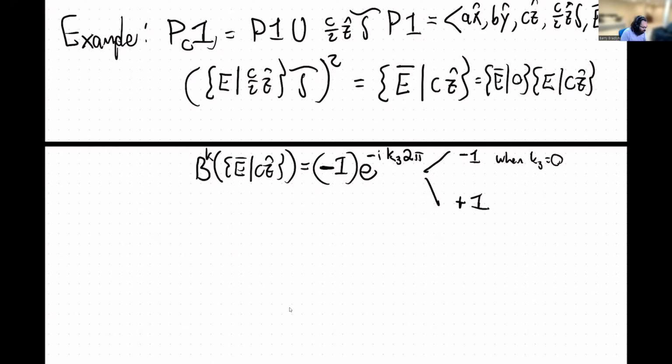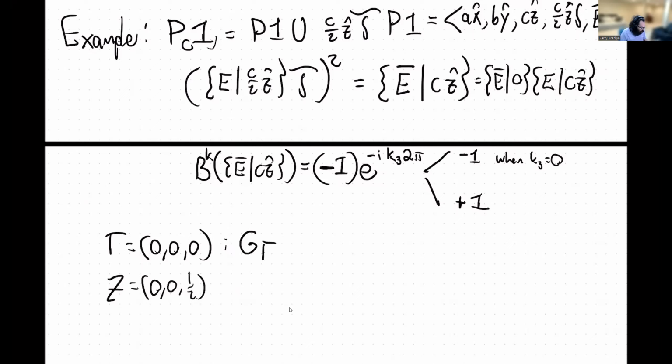So let's look at two k points: the gamma point, k equals 0, 0, 0, and the Z point, 0, 0, 1/2. Gamma and Z are both time reversal invariant momenta, because gamma always is, and Z is at the boundary of the Brillouin zone, so it is equal to -Z. So our anti-unitary operation is in the little group of both of these points.